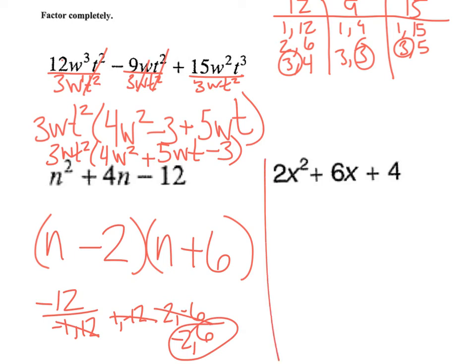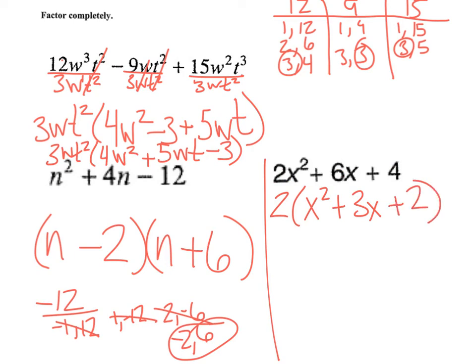For the second one, we're actually going to be able to factor out a number first. If we can, we'll factor out the number that's in front of x squared. So we're taking a 2 out here. And when I take that number out, that means I'm dividing by it. So 2x squared divided by 2 is x squared. 6x divided by 2 is 3x. And 4 divided by 2 is 2.